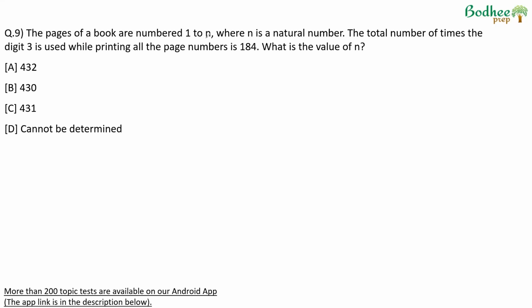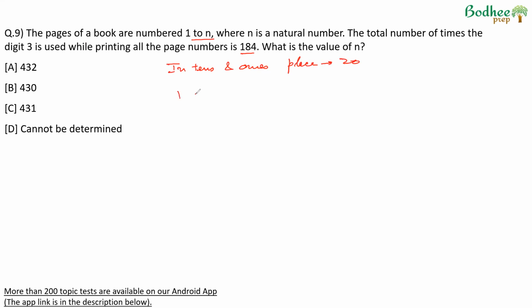The pages of a book are numbered from 1 to n, where n is a natural number. The total number of times the digit 3 is used while printing all the page numbers is 184. What is the value of n? Now, when we write any 100 natural numbers, the digit 3 in tens and ones place will occur 20 times.